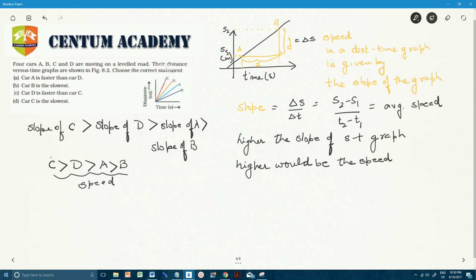So clearly the option that car A is faster than D is ruled out, because D is faster than A. Car B is the slowest, yes. Car D is faster than car C, no, because D has a lesser slope than that of C. And car C is the slowest is wrong because C is moving with the fastest speed. So answer B is correct.